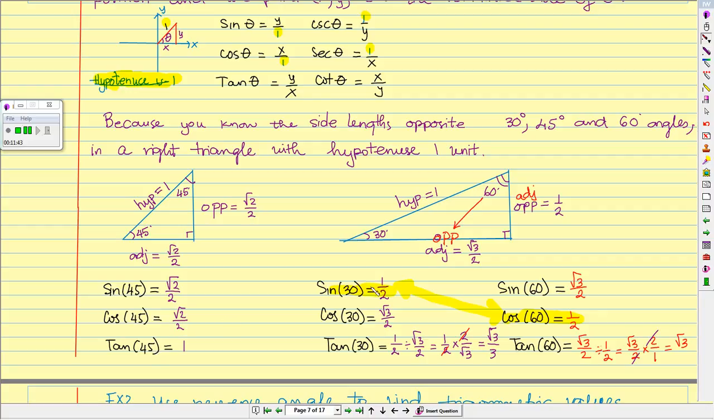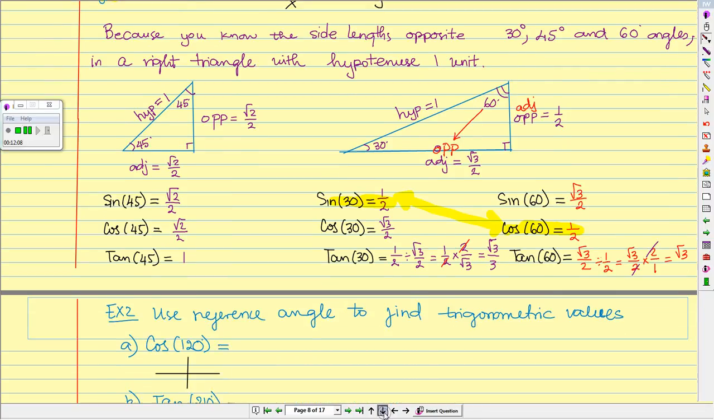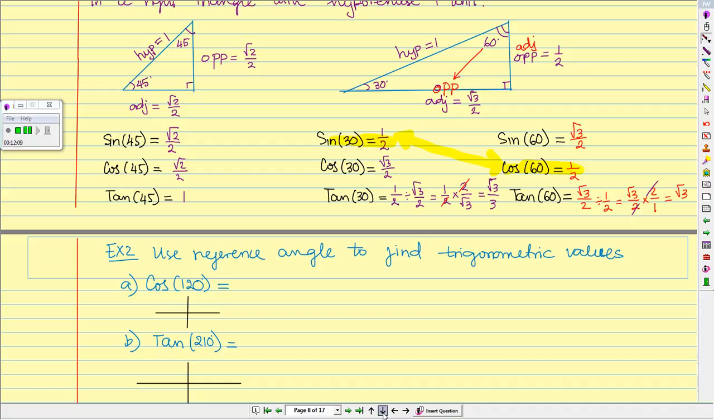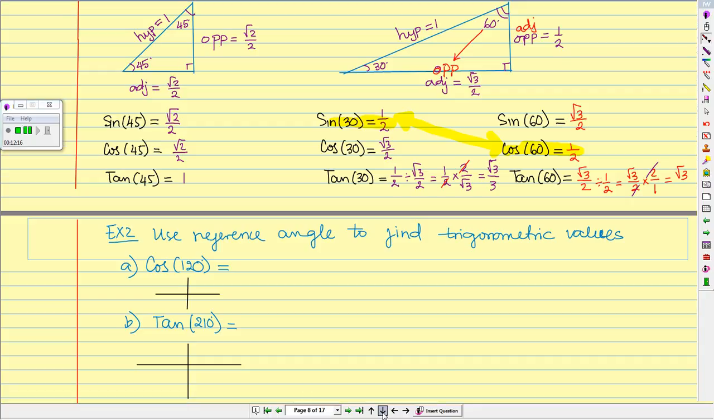Okay, so now we found all the answers, right? We found the sine, cosine, and tangent of 45 degrees. We found the sine, cosine, and tangent of 30 degrees. And we also found the sine, cosine, and tangent of 60 degrees. Now we're going to use these answers to find the trigonometric values of angles that are not acute angles. So let's start with example 8.